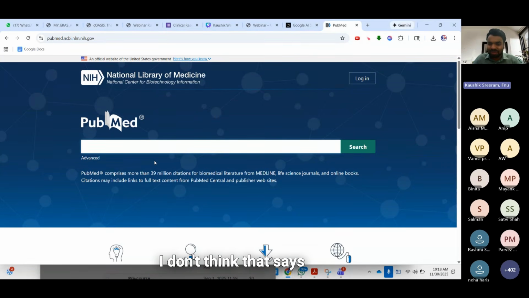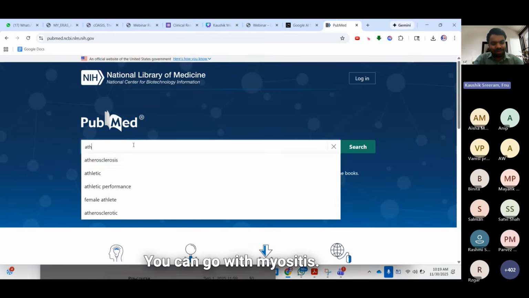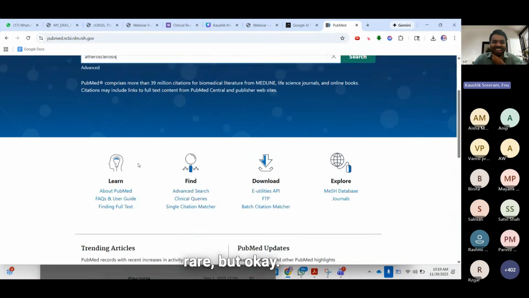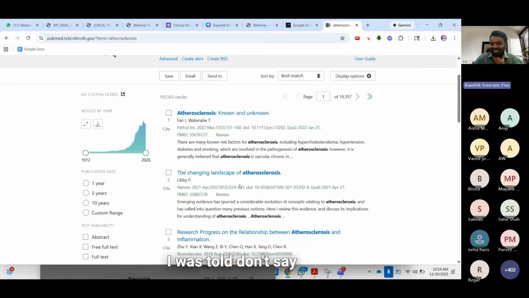Sorry, can you repeat? Safety and efficacy of skin aging. Sorry? Atherosclerosis. We can go with that, okay. Myositis. Myositis is quite rare, but okay. I was told, don't say myositis in this, like, okay.